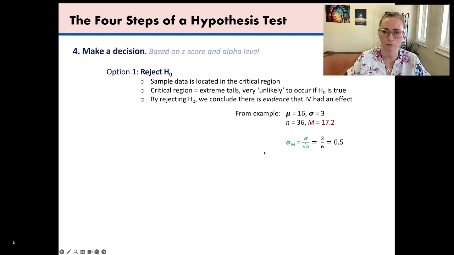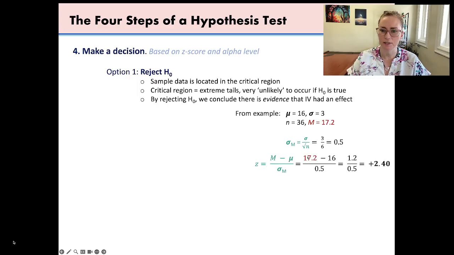And we can first calculate the standard error. So we have standard deviation given to us, so we plug that in. We had 36 individuals that were recorded. We plug that in, the square root of n, and we get a standard error of 0.5. So I haven't used M yet, I'm just calculating the standard error.